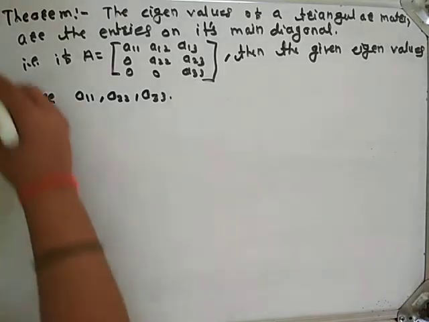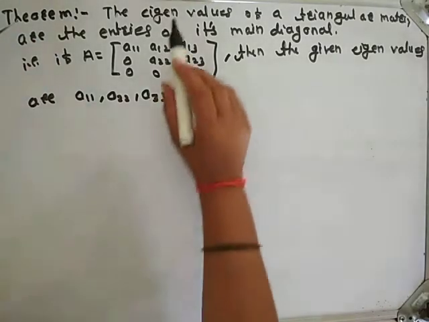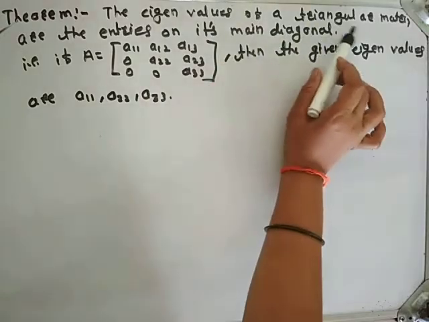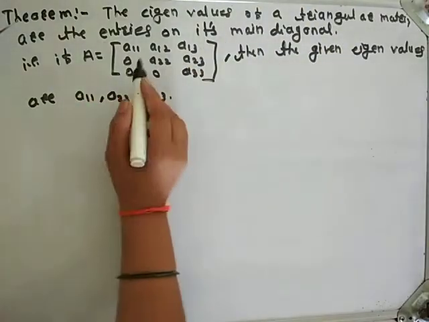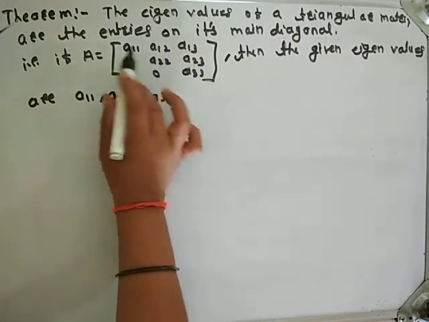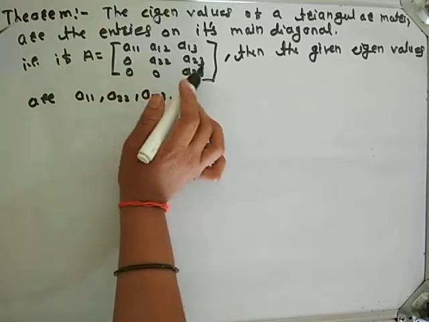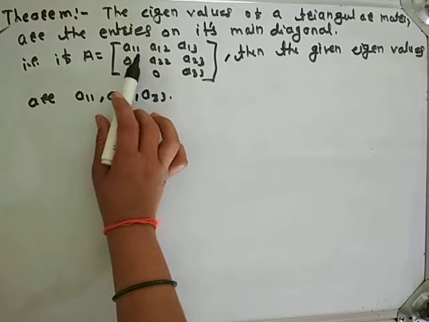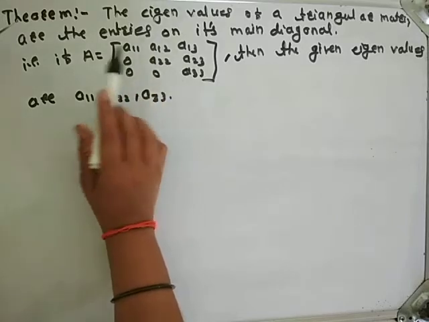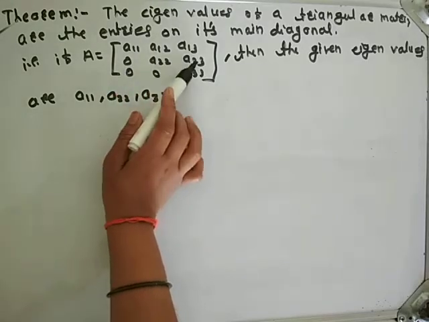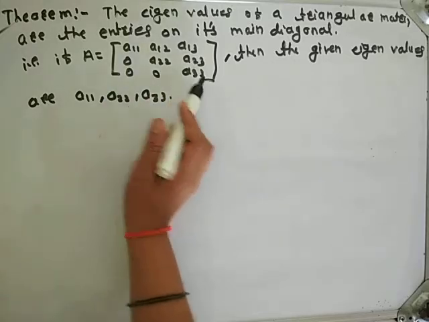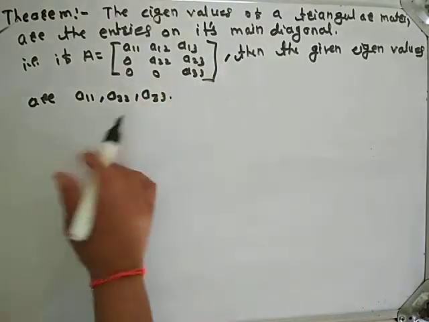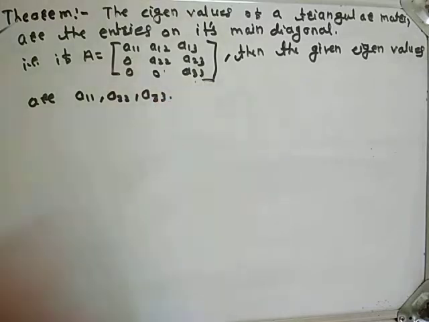See here, students, what the theorem says. The eigenvalues of a triangular matrix are the entries on its main diagonal. That is, if A is equal to A11, A12, A13, 0, A22, A23, 0, 0, A33, then the eigenvalues are A11, A22, A33. Okay. Let us take one example.